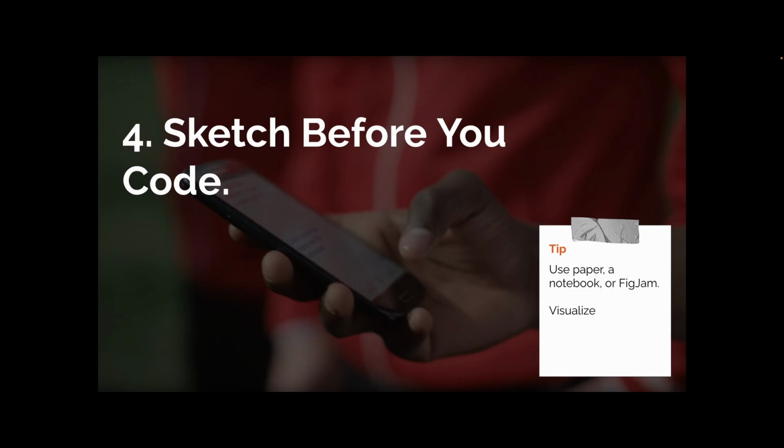Sketch it with paper. If you don't have a designer, or you don't know how to use Figma, sketch it with paper, right? Draw your whole outline on a piece of paper, a notebook, and all that. That will help you to visualize the whole flow before you start writing your code.